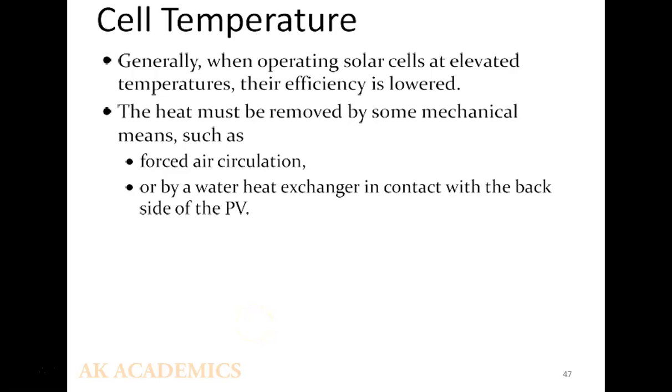In addition to the absorbed solar radiation and the electrical load, we also have to consider the cell temperature. Generally, when operating solar cells at elevated temperatures, the efficiency is lowered. We lose efficiency when the temperature is high. The heat must be removed by some mechanical means, which could include forced air circulation or water using a heat exchanger in contact with the back side of the PV module. These are two mechanical ways via which we can remove heat from the module when the temperature increases.